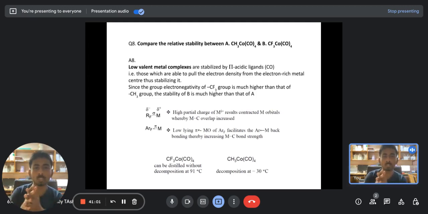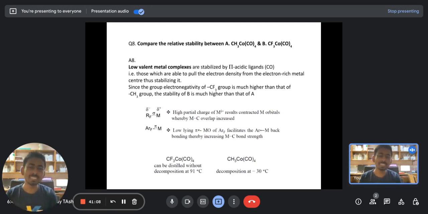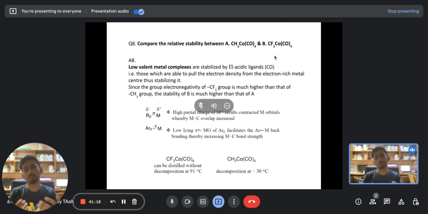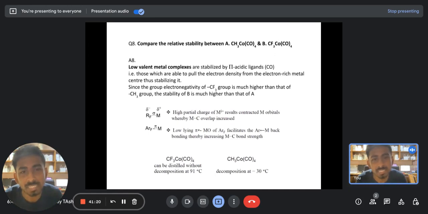That's why in case of CF3Co(CO)4, the metal complex is quite stable in nature. That's why it can easily be distilled without decomposition. But here we can also answer the same question in some other way. You know, the CF3 group is abbreviated as RF. So the RF group is singly bonded with the metal. The metal is nothing but cobalt here.